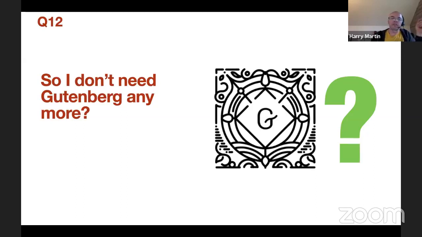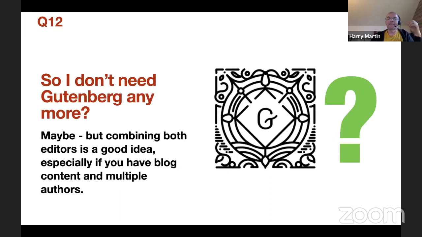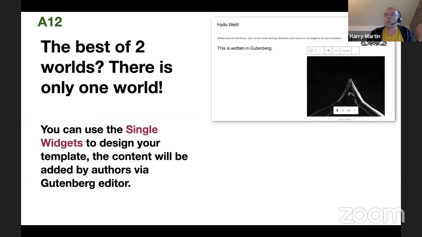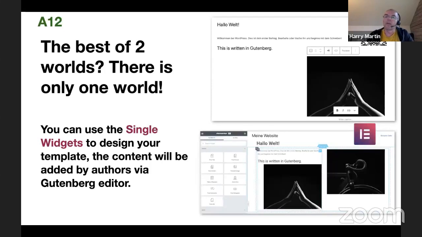And another question is, do I need Gutenberg anymore? And the answer is maybe, but it's a very good idea to combine the Gutenberg editor with Elementor. Why? Because not everyone wants to do stuff like editing layouts. So you see the posting here is a very simple first post, and I've added just a picture and one line of text in the Gutenberg editor, and then open this with Elementor and edit it.